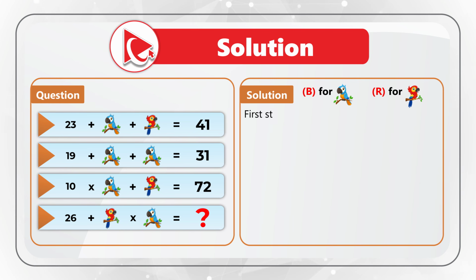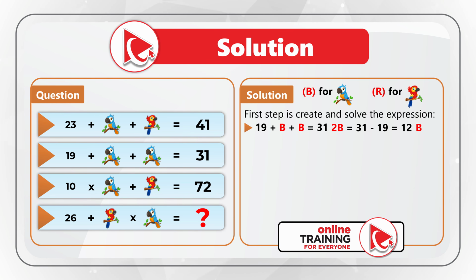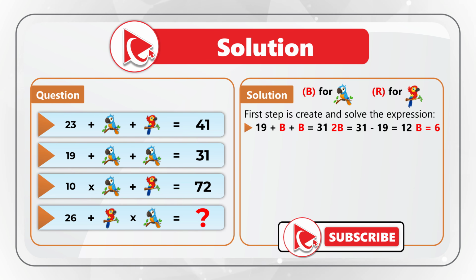So the first step here is to create and solve an expression. And the easiest one to solve is the second expression with two blue parrots. 19 plus B equals 31, which means that 2B equals 31 minus 19, which equals 12. Once we solve it, we see that B, blue parrot, equals 6.